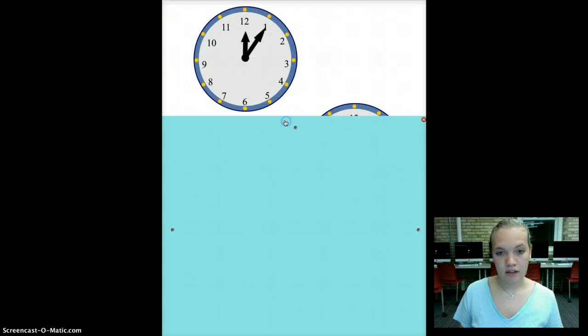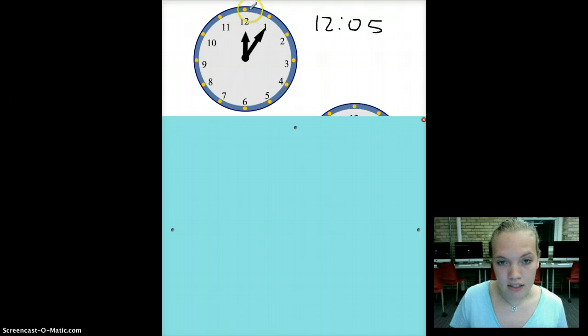So now let's look at some examples. So here, the hour hand is pointing to the 12, and the minute hand is pointing towards the 1. But let's not forget, this doesn't mean that it's 12:01. It actually means that it's 12:05, because there's 1, 2, 3, 4, 5 minutes in between the 12 and the 1.